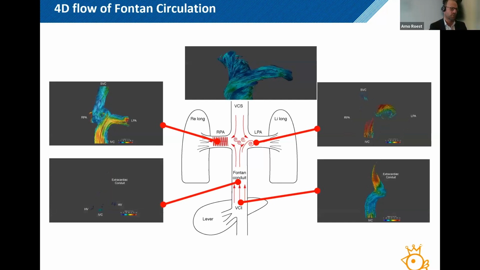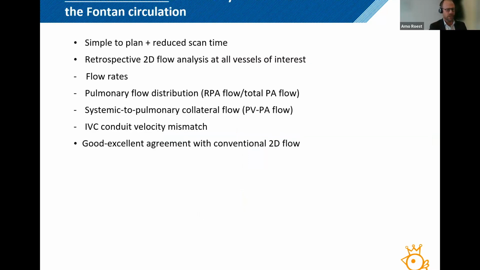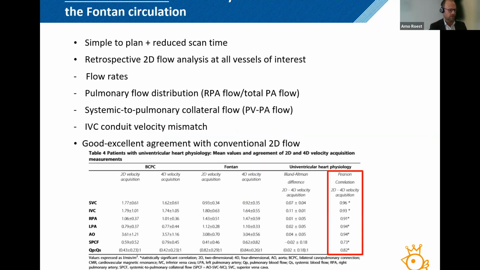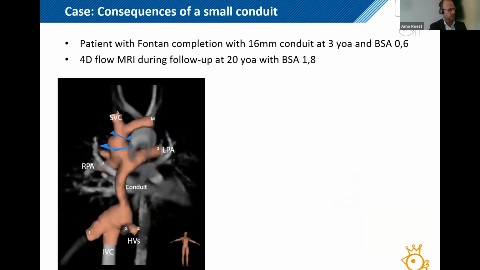You can see really abnormal flow patterns within the Fontan circulation. A couple of years ago, Israel Valverde, who is now in Toronto, already showed that you can nicely use 4D flow instead of 2D flow to have a very nice volume of the Fontan circulation with high correlation, with low differences in the Bland-Altman evaluation. So it can be used to evaluate the 2D scans, replace the 2D scans to collect all the measurements that you need also for the calculation of collateral flow.